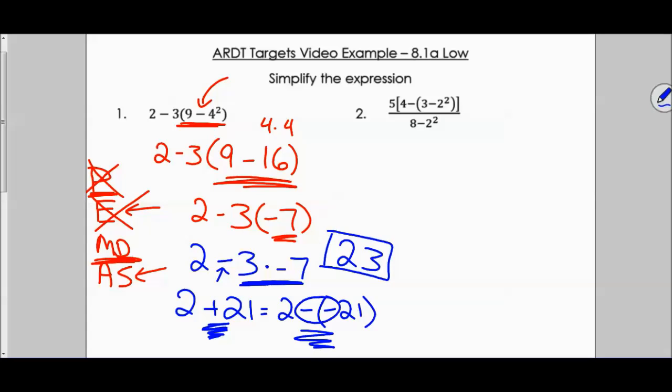Subtracting a negative is always the same thing as adding. You're subtracting a bad thing. It's really a good thing for your number. It's going to go up.